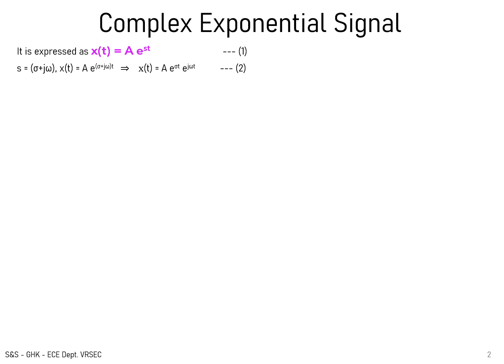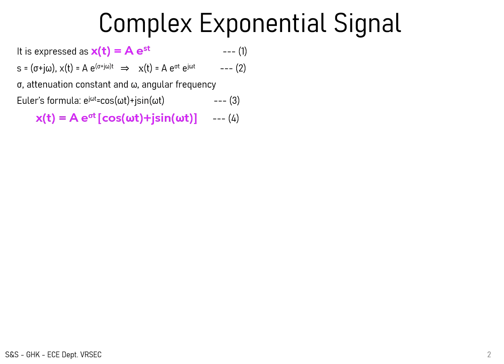According to the algebraic relation a power m plus n equal to a power m into a power n, equation 1 is expressed as A e power sigma t into e power j omega t, where sigma is the attenuation constant and omega is the angular frequency. Here, according to Euler's formula, e power j omega t is expressed as cos omega t plus j sin omega t. Therefore, equation 2 becomes x of t equal to A e power sigma t of cos omega t plus j sin omega t.